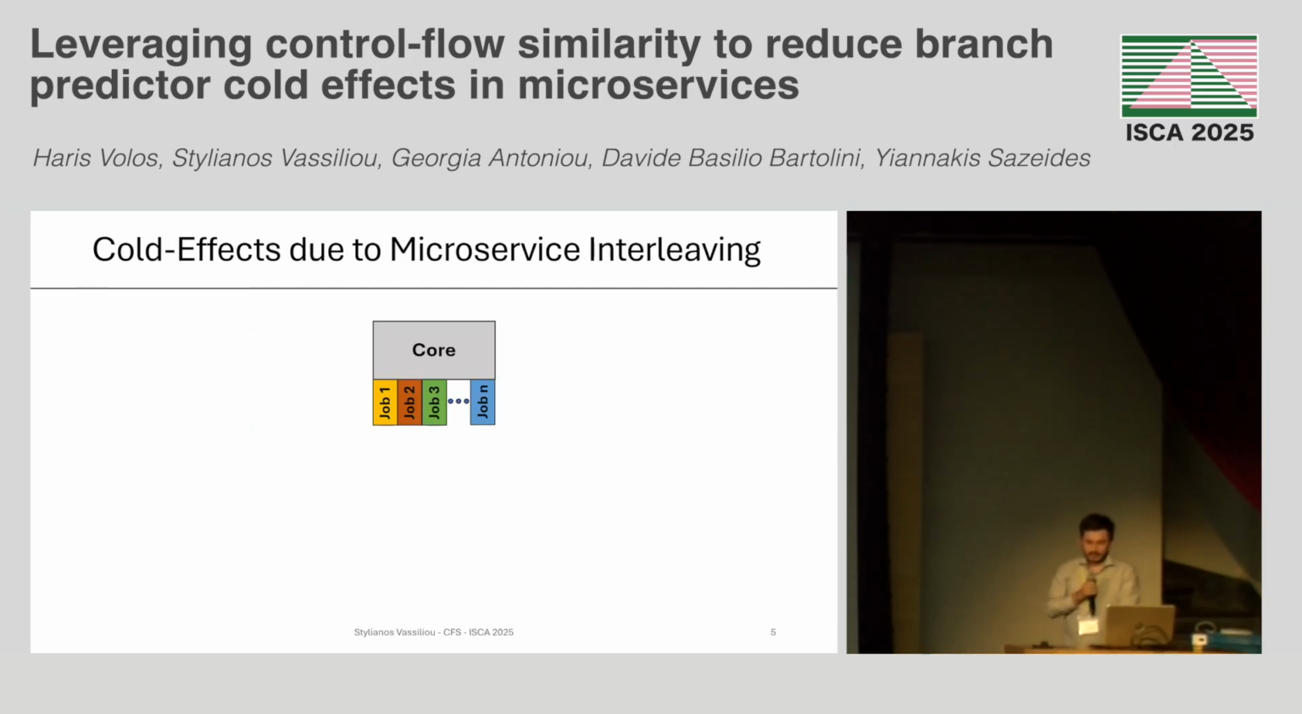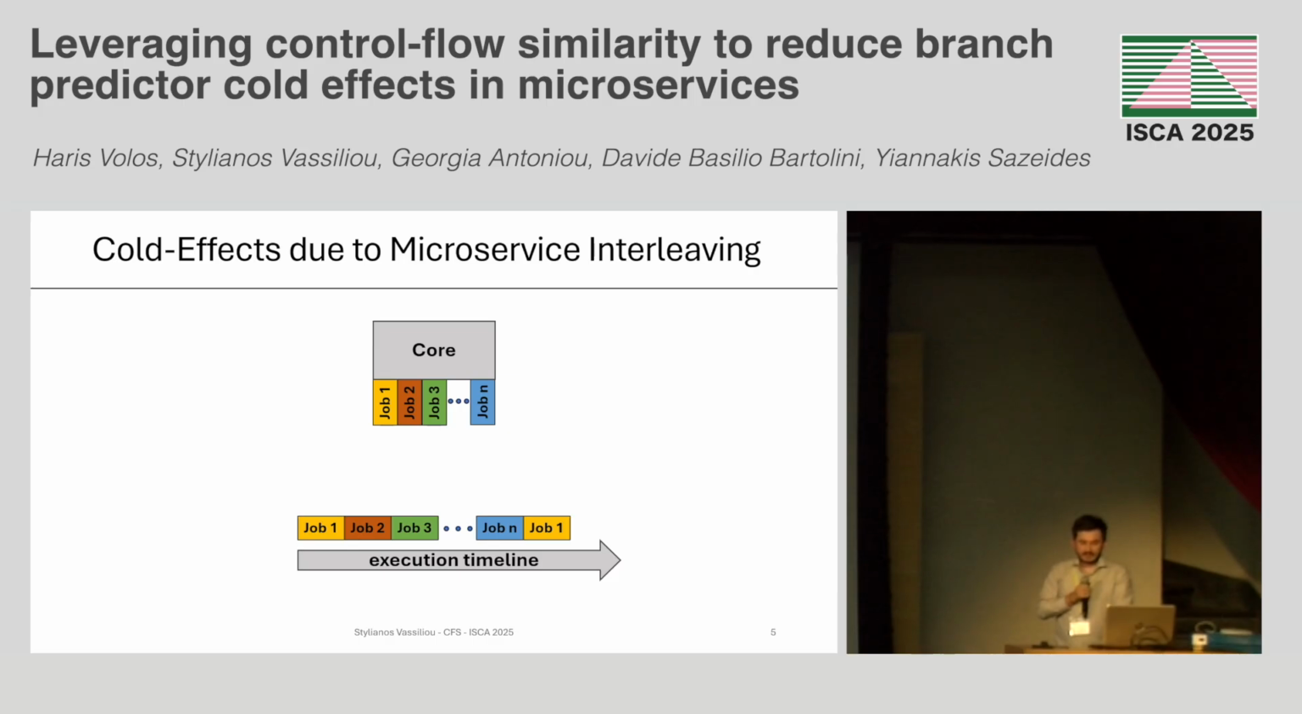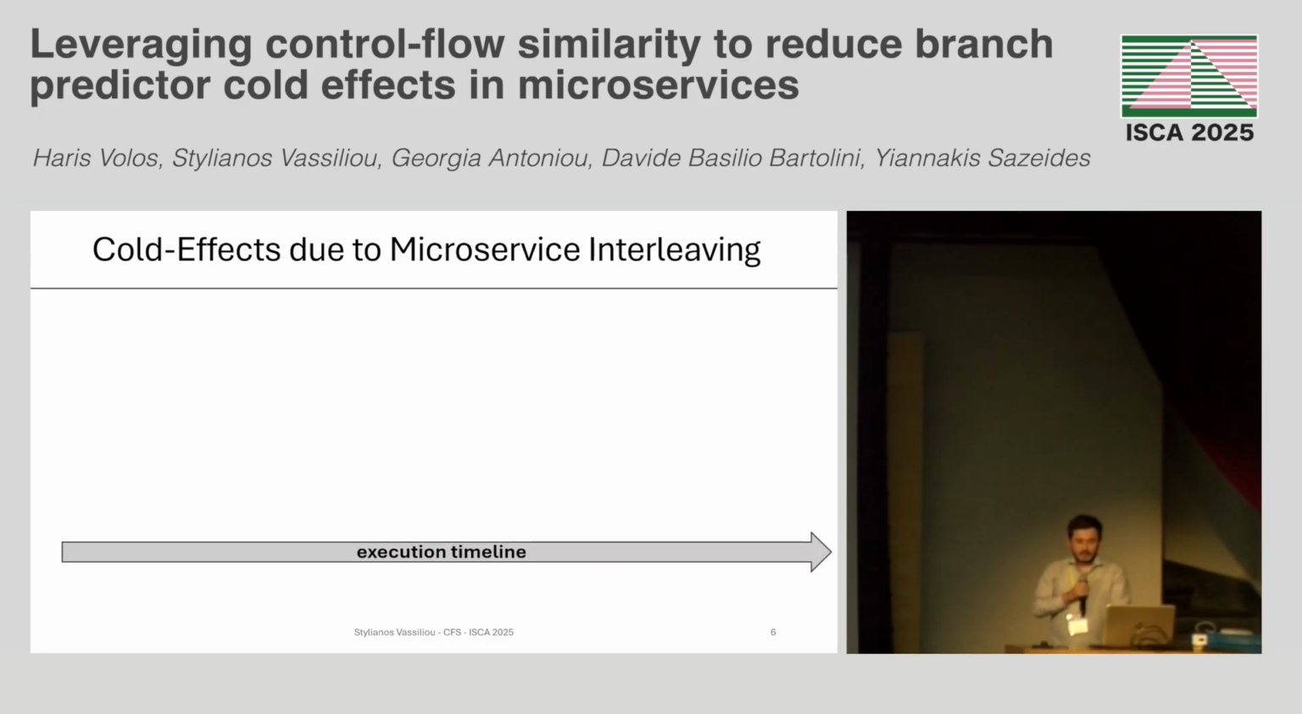One reason for cold effects is process interleaving. To improve server utilization, providers overrun multiple microservices on the same core. However, this means that many other processes may run between two executions of the same process, causing interleaving.